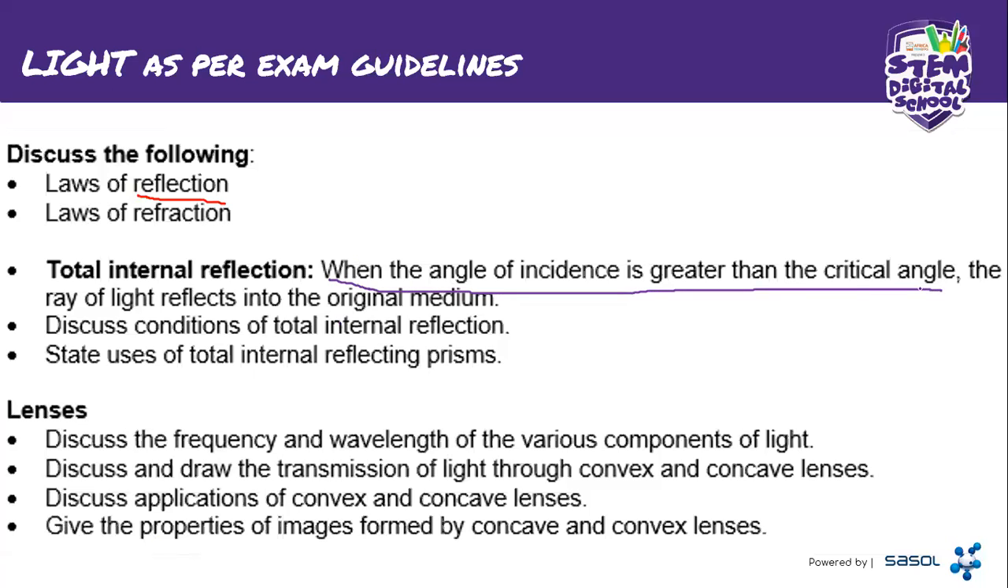Now, what happens then? We say the ray of light reflects into the original medium, and you will appreciate that it has to be reflect because we are talking about total internal reflection. And I'm emphasizing this because the wording sometimes becomes incorrect. When a learner is in a rush, they then write the ray of light refracts. So pay attention to detail when you give your definition. So the ray of light reflects into the original medium.